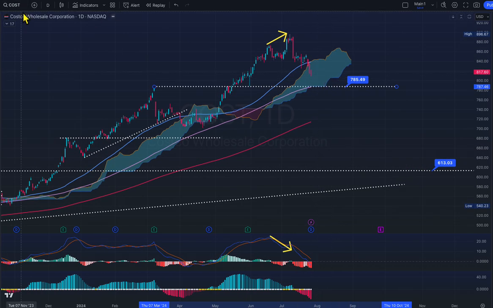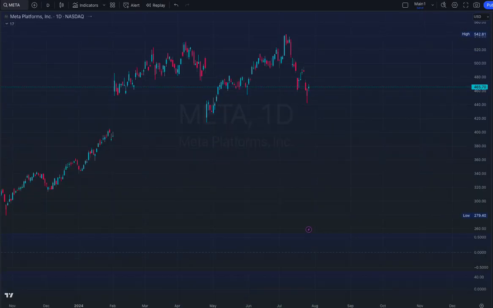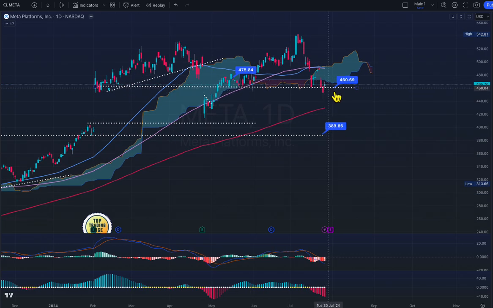Okay, then Meta coming in. Remember Meta broke the cloud condition, and we are right now validating here. And there's a gap here to fill, a bunch of gap. Meta could go lower. We are testing the 200 SMA right now on Meta. So watch out. The target I have is Meta could go lower, also right here. All right. So just keep it in mind.